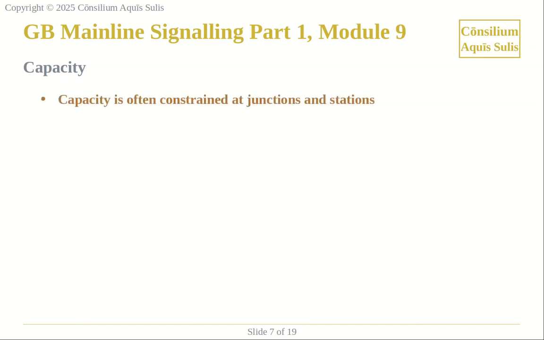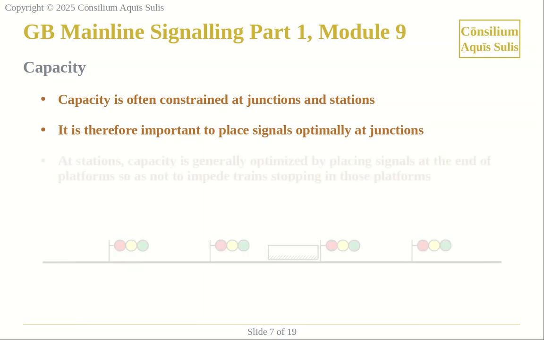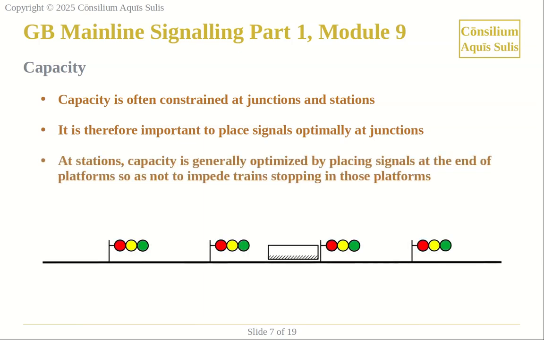But it's not necessarily on the plain line sections that capacity is constrained. It's often junctions and stations that prove the biggest capacity challenges, hence, going back a couple of slides, the importance of placing signals optimally at junctions and also at platforms, whereby usually the optimum position is to position a signal at the end of a platform so that trains going into the platforms aren't impeded when that signal is displaying a red aspect, and then whilst they're stood in the platform, the train in front can move ahead and that signal can clear to a less restrictive aspect.